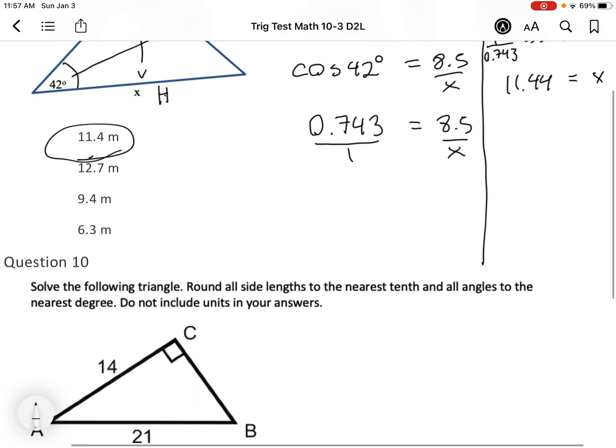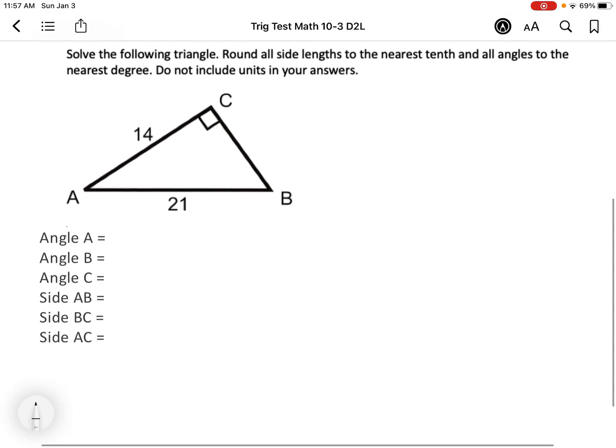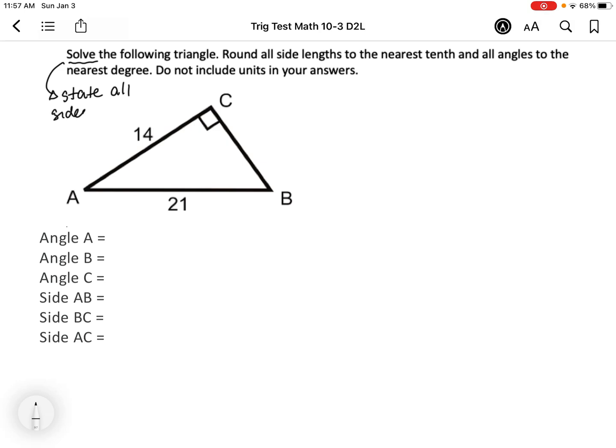Okay, so next, solve the following triangle and round all side lengths to the nearest tenth and all angles to the nearest degree. Okay, well, solving a triangle means state all sides and all angles.